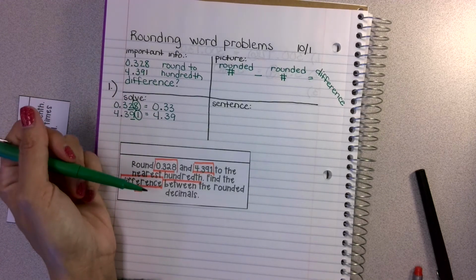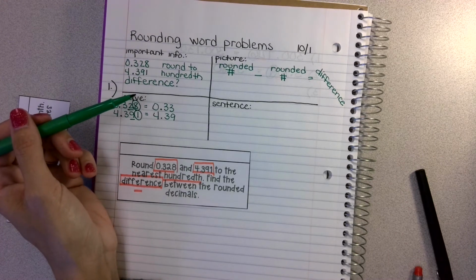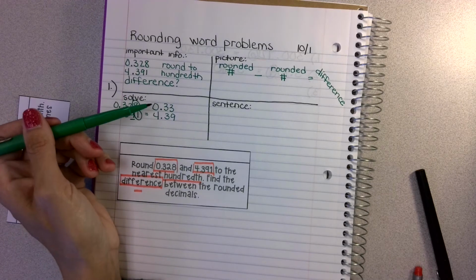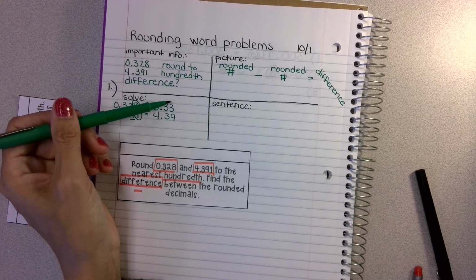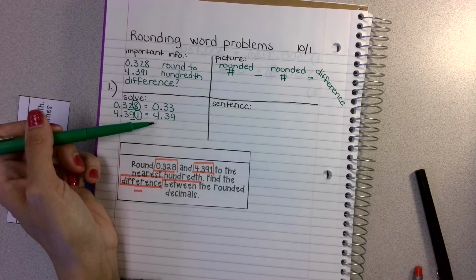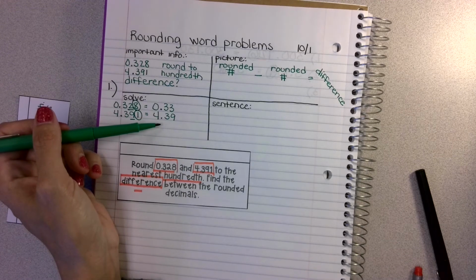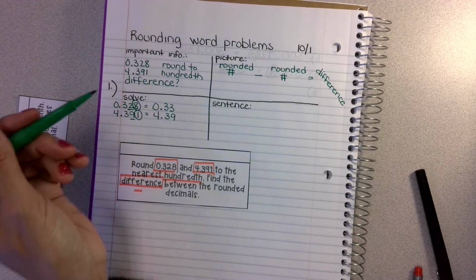They want me to subtract to find the difference between them. So if I'm just finding the difference and they're not telling me which number I'm subtracting from, what would make more sense? To subtract from this first number, 33 hundredths, or to subtract from 4 and 39 hundredths? You would subtract from 4 and 39 hundredths.